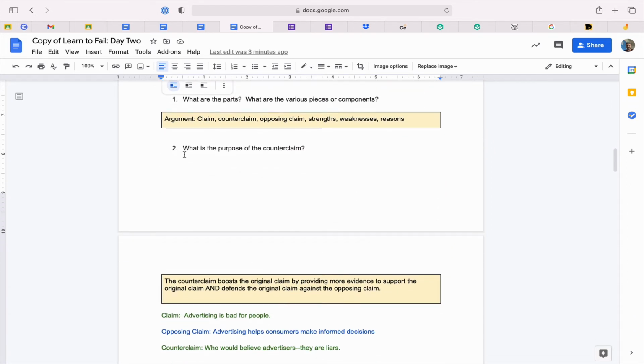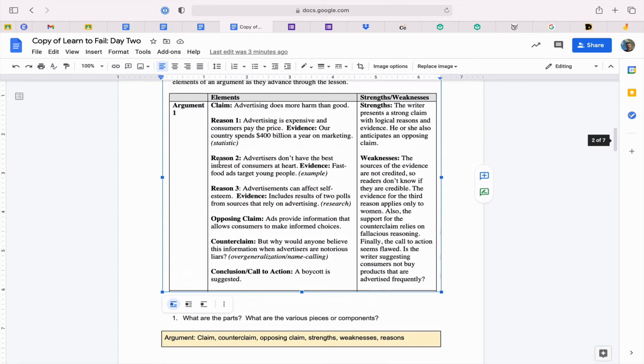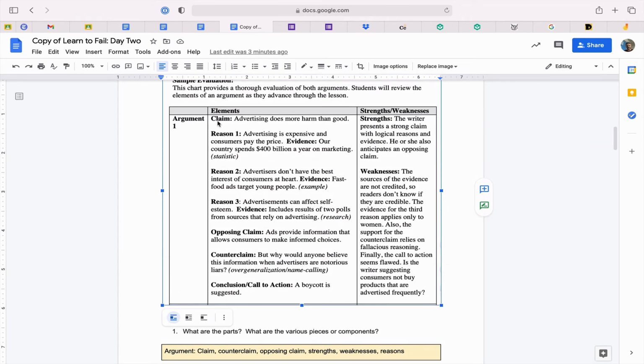And then what is the purpose of the counterclaim? And this is really the heart of the issue. Our objective today is to distinguish between claims and counterclaims. So how are these two things different? By looking at this example, you will be able to see a claim, an opposing claim, and a counterclaim. And you're going to see them with an example argument.